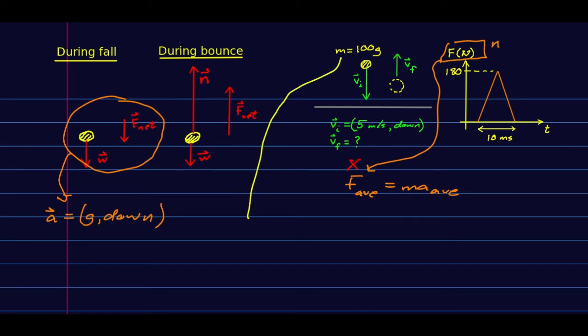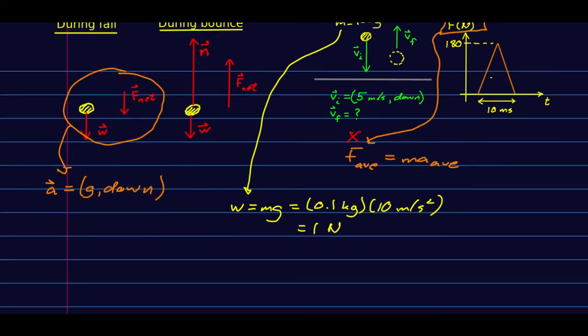We can easily calculate what the weight was, right? We know that the weight is just mg, and so that is 100 grams, that's 0.1 kilograms times g, which is basically 10, and that's 1 newton. But the force due to the floor, the normal force, is much larger than that.